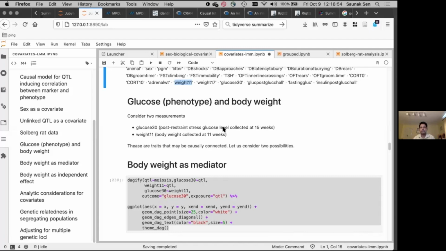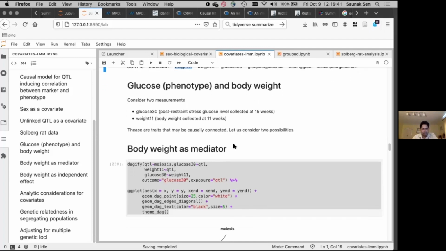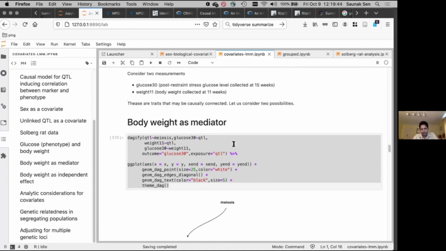Now the question for QTL analysis becomes how to treat a measurement that you know may be causally connected to your trait or major phenotype of interest. In this case, I note that the body weight is collected before the glucose is measured. So if there is a causal arrow, you could think of a latent variable that causes both of these measurements, but let's try to think of a simplified picture of how these traits might be related to each other.